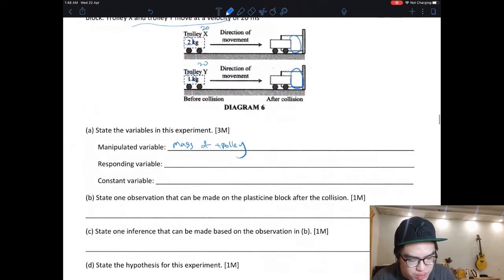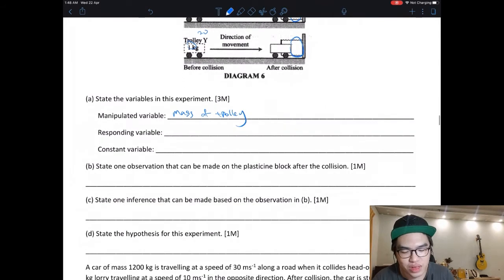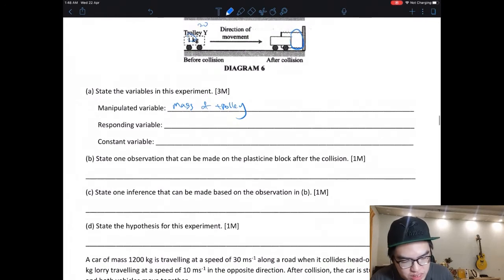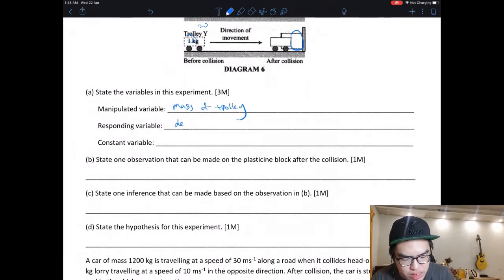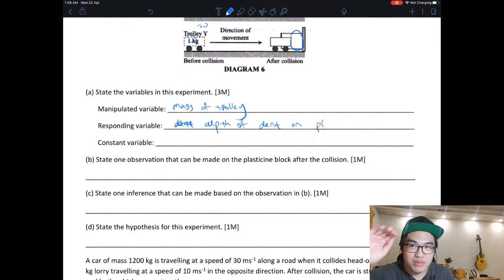What is the responding variable? Can you see the plasticine here? Why are they the same depth? This one should be deeper because higher mass, higher momentum. It can crash deeper into the plasticine. That's why if you have higher momentum and you crash into a wall, you are more likely to die. That's why driving fast kills you, because of the momentum. So the responding variable is, let's just say the depth of the dent on the plasticine. It means how deep is the groove.